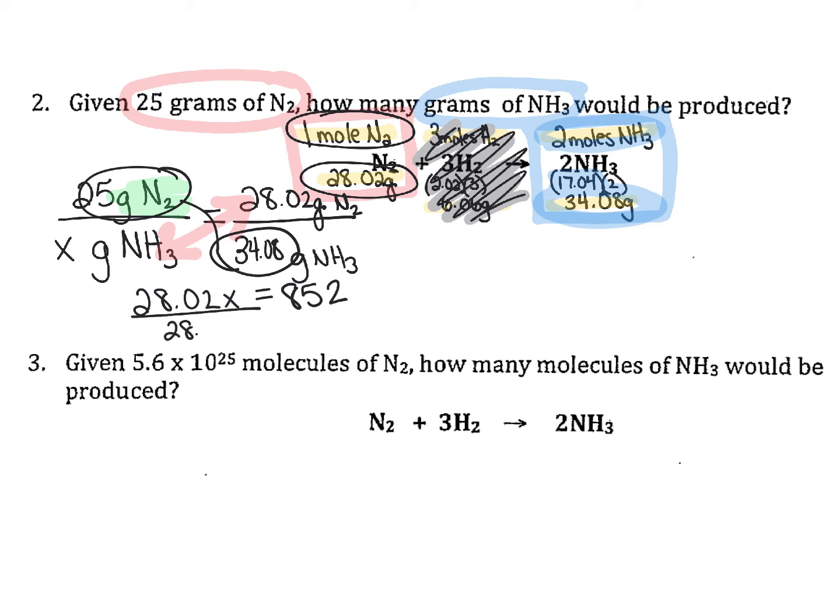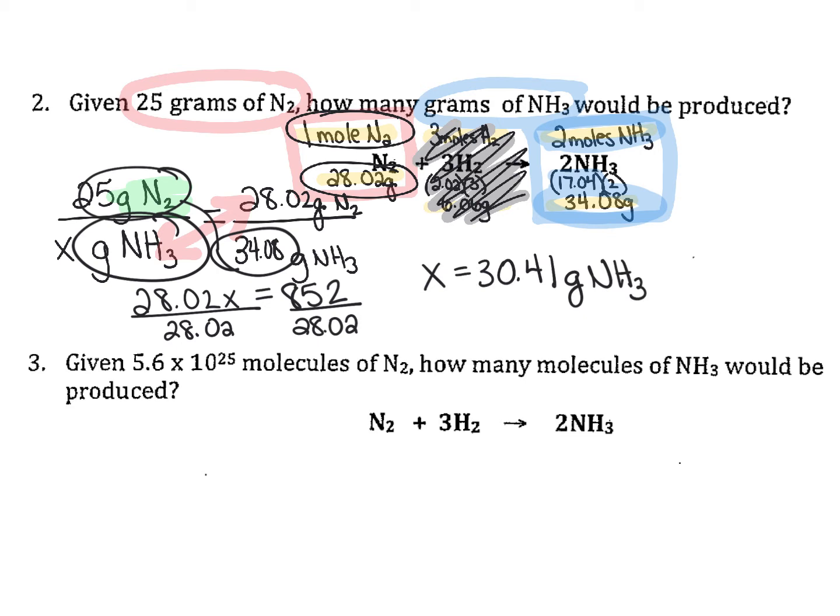I want to solve for my x, so I'm going to divide both sides by 28.02. And so I find that x equals 30.41. Well, x was grams of NH3. So I'm going to go ahead and label that. And I'm done. Let's take a look at the next problem.